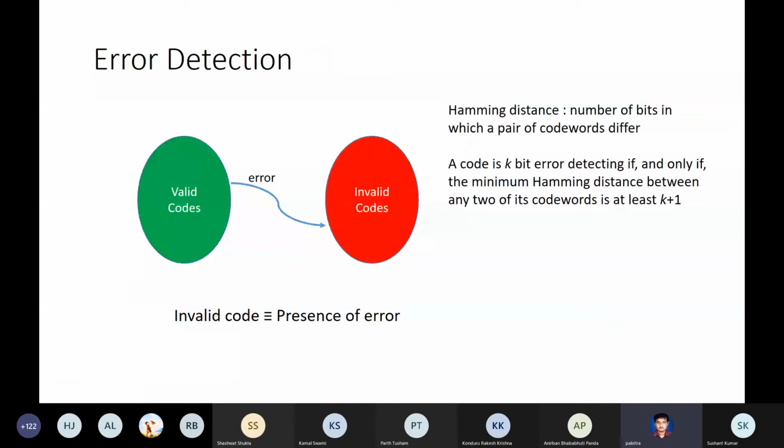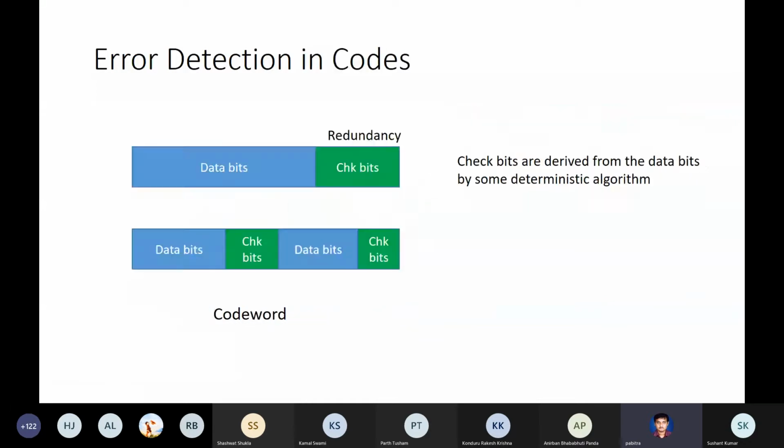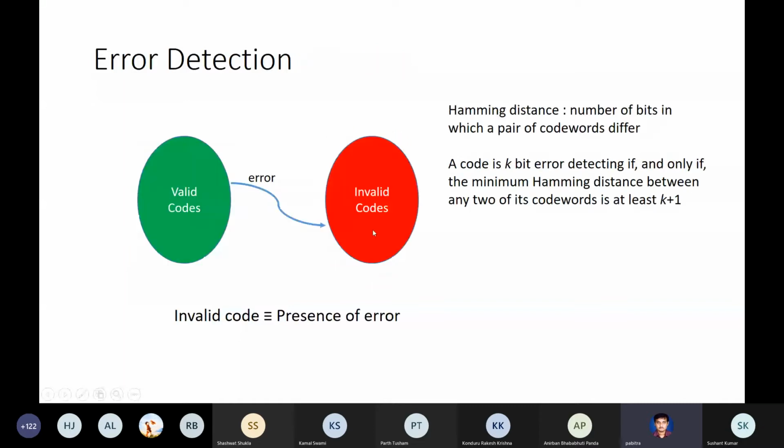The idea is as follows: all possible code words. By code words I mean data bits plus check bits. All possible code words are categorized into two types, either valid codes or invalid codes. So there is some property we define, and if we check that property of the code word, if that property is satisfied, we call it a valid code. If that property is not satisfied, we call it an invalid code.